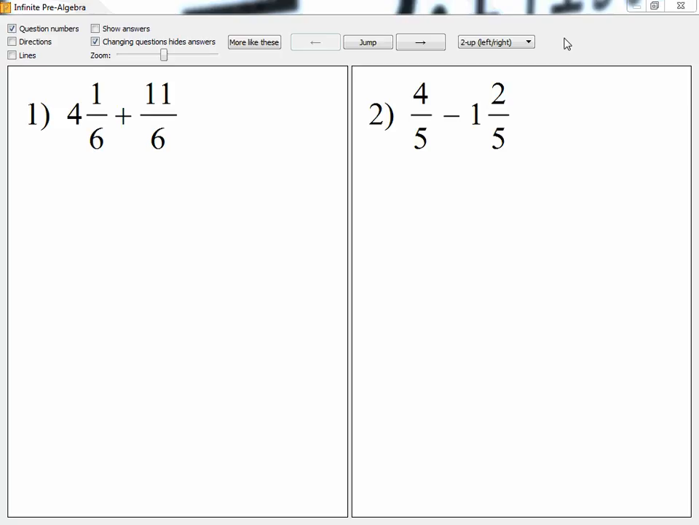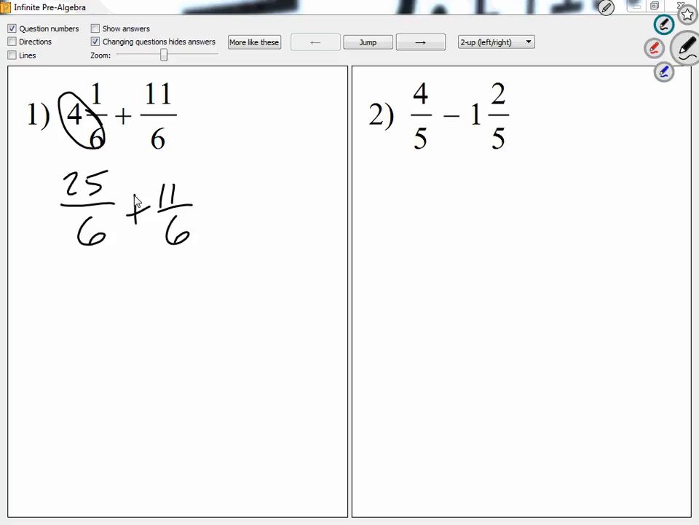The way I'm going to make the first one an improper fraction, I'm going to write the 6 at the bottom, because there's a 6 at the bottom, and on the top, I'm going to call this 25. The way I came out with the 25, I multiplied the 4 times 6, and then I added it to the top. Right, 4 times 6 is 24, plus the 1 on top, that's how I came out with the 25. Alright, so 25 over 6, plus 11 over 6.